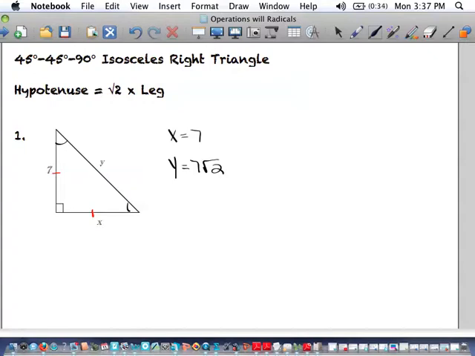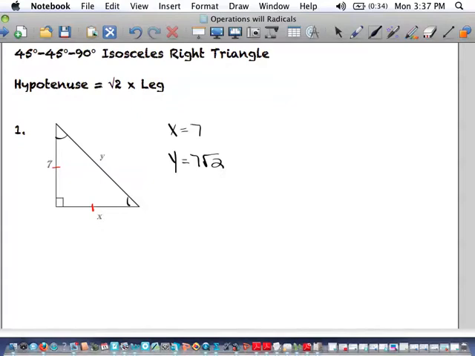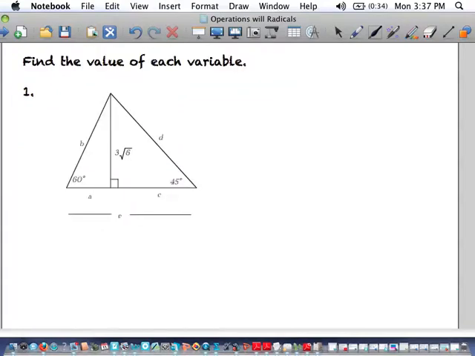So that's the relationship for the 45, 45, 90 isosceles triangle. We're going to do another practice problem. This one looks a little more complicated. It's really not. You just have to look at it in pieces.